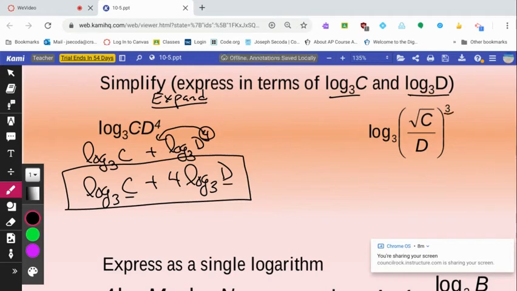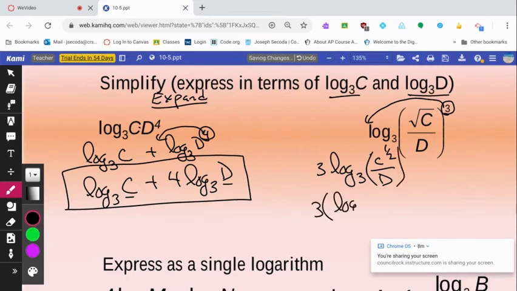All this is to the 3rd power, so he gets to come out front first. So that's going to be 3 log base 3 of c. I'm going to get rid of the square root and write that as the 1/2 power, since we want to deal with it as a power. Then I've got a division inside the log, so that's going to be 3 log base 3 of c to the 1/2 minus log base 3 of d.